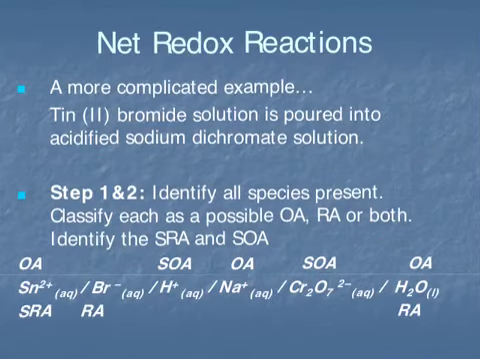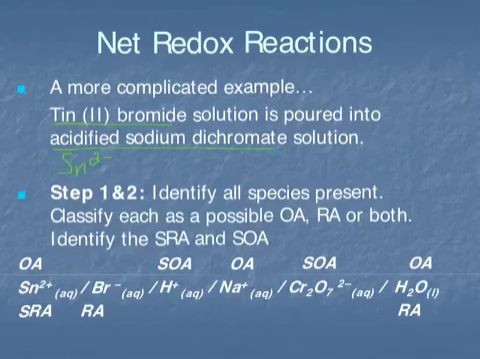Let's try a little more sophisticated example. We have tin 2 bromide poured into an acidified solution of sodium dichromate. So tin 2 bromide is aqueous, so it dissociates into tin 2 plus ions and bromide ions. Acidified tells us there's a whole lot of hydrogen around, and sodium dichromate, Cr2O7 2 minus.